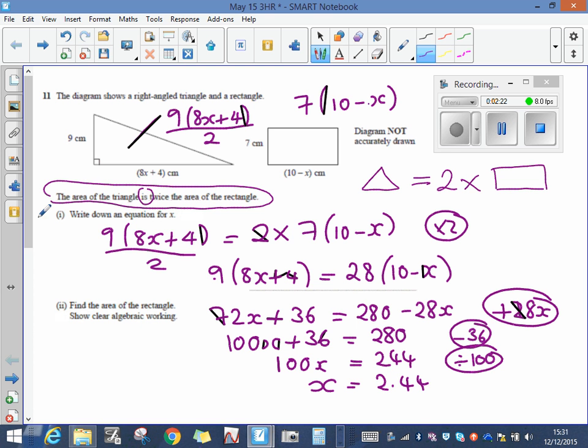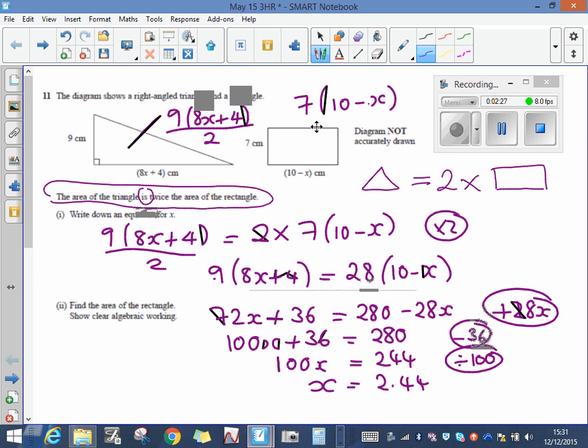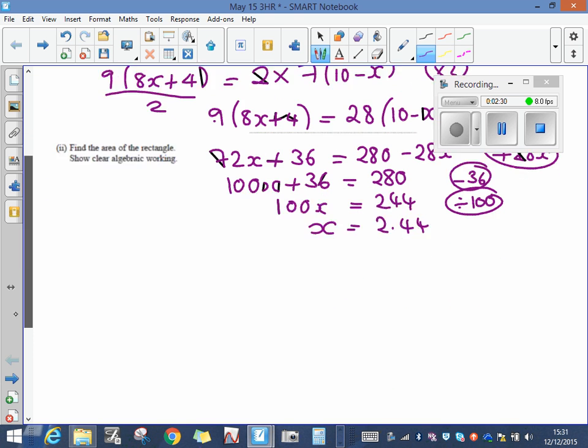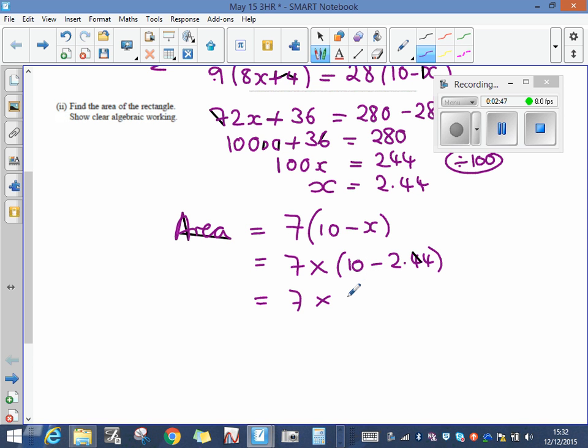But that's not the end of the story. x is just a value that I can find. I'm asked to find the area of the rectangle, and I know that the area of the rectangle is this. That's 7 times (10 - x). So to complete the question, area is equal to 7 times (10 - x). Well, that's the same as 7 times, if I do 10 minus x, I'm doing 10 take away 2.44. Well, 10 take away 2.44 is 7.56, and if I do 7 times 7.56, I get 52.92. So the area of the rectangle is 52.92 centimeters.